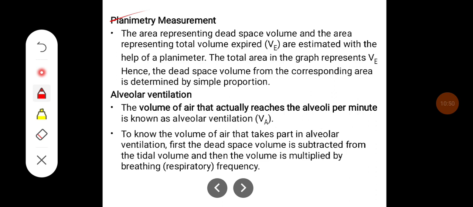Planimetry measurement. The area representing dead space volume and the area representing total volume expired are estimated with the help of a planimeter. The total area in the graph represents VE, and hence the dead space volume from the corresponding area is determined by simple proportion.